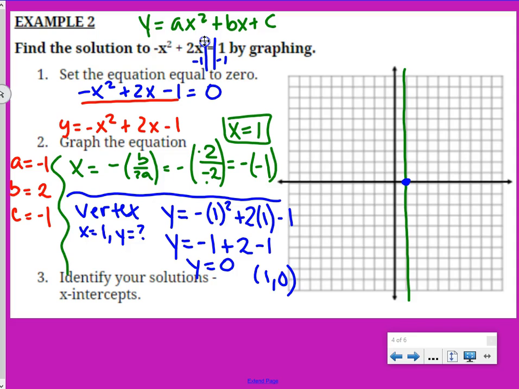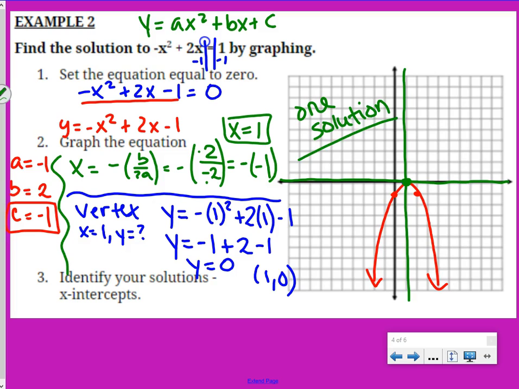So now, if we find our y-intercept, we put 0 into our function, or we just use the fact that our y-intercept is c. It would be right here. If we graph this function, we look, the only time we're going to touch the x-axis is at that vertex. So this is a special case, and it only has one solution, and that's what it looks like when it's graphed, when we just have the vertex on our x-axis. So that one solution is right here at 1, 0. So our solution is x equals 1.